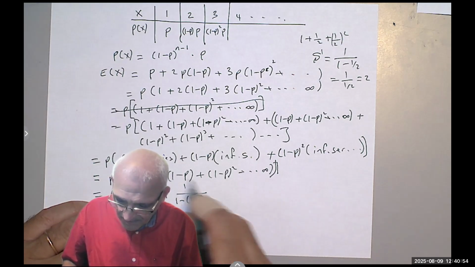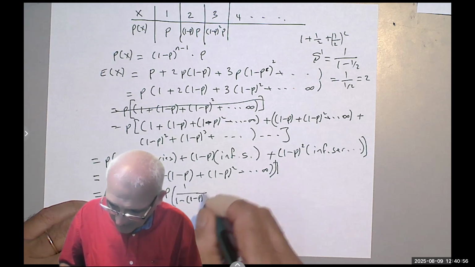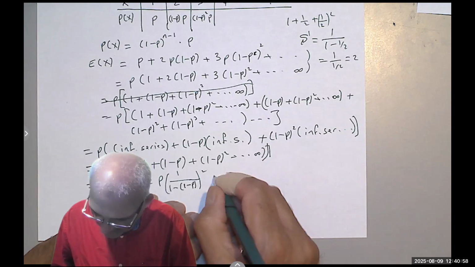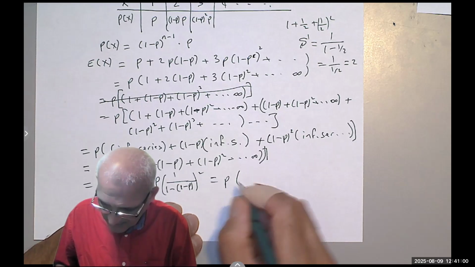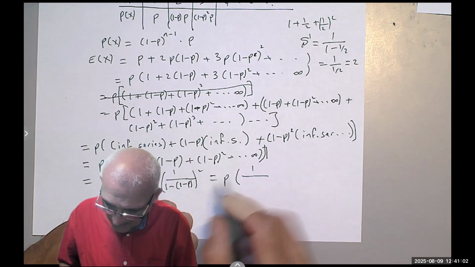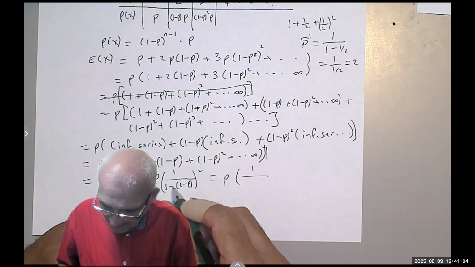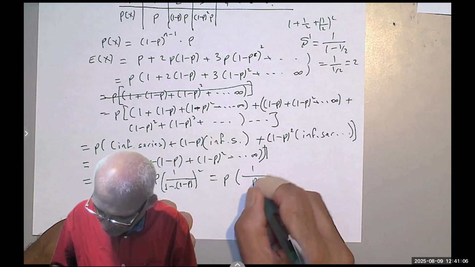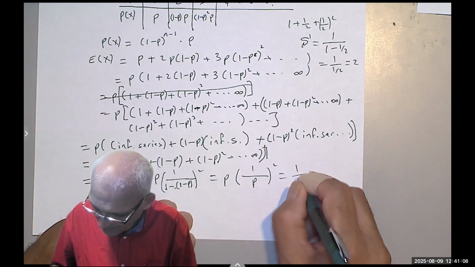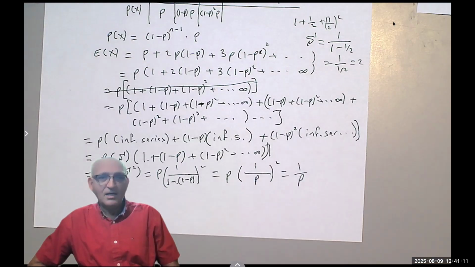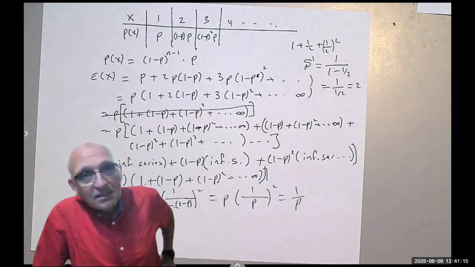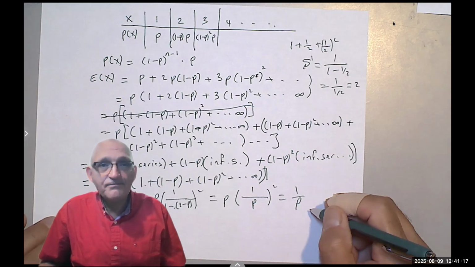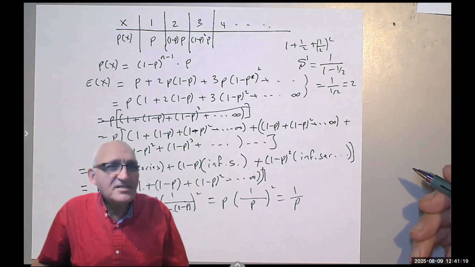That's the sum of the series, but it's squared. So I will get p times 1 over 1 minus 1 cancel minus negative. So 1 over p squared equals 1 over p. Wow, same thing. So the mean is 1 over p. That's common sense.